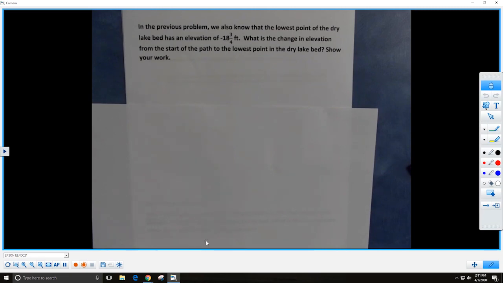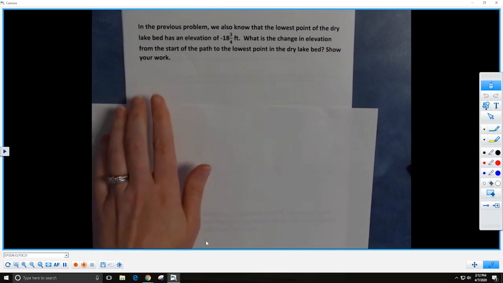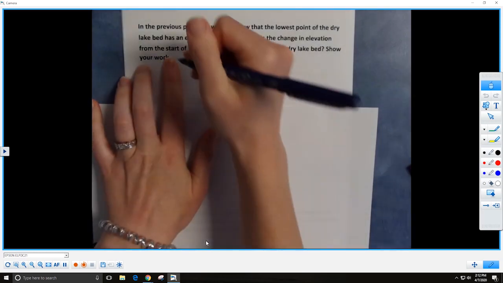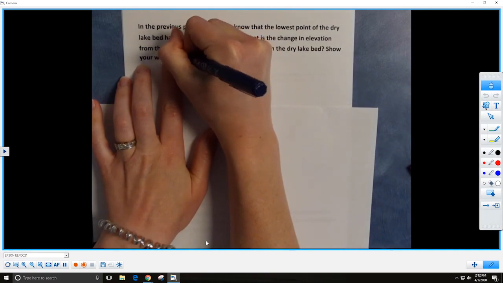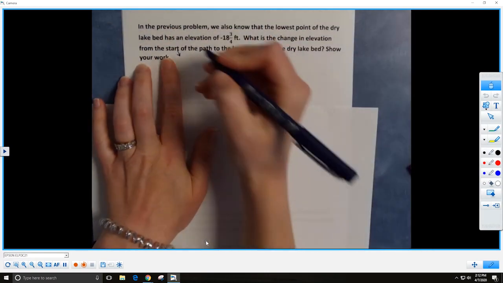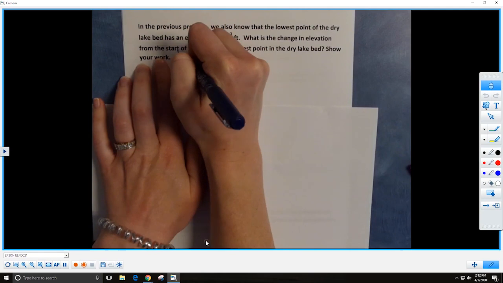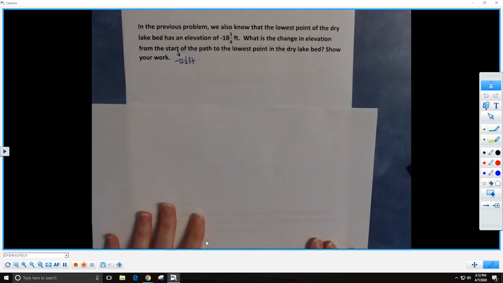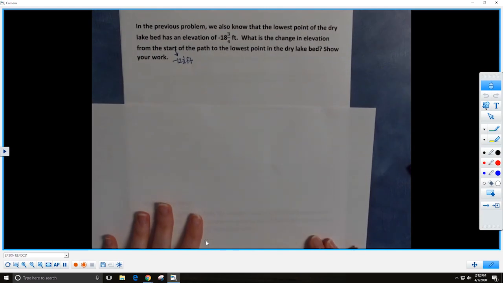I do want to remind you as I pause to let you work on this that it does reference the start of the path, and that was from the previous problem that I had on the screen, and the start of the path is at negative 12 and 1/2 feet. So now you have the numbers that you need. I'm going to pause so that you can draw yourself a number line, write an expression, and solve this problem.